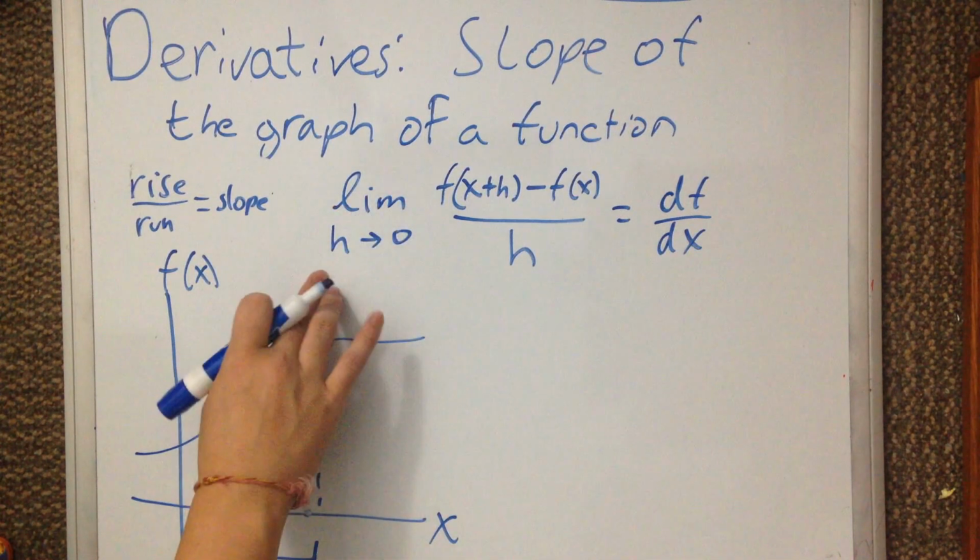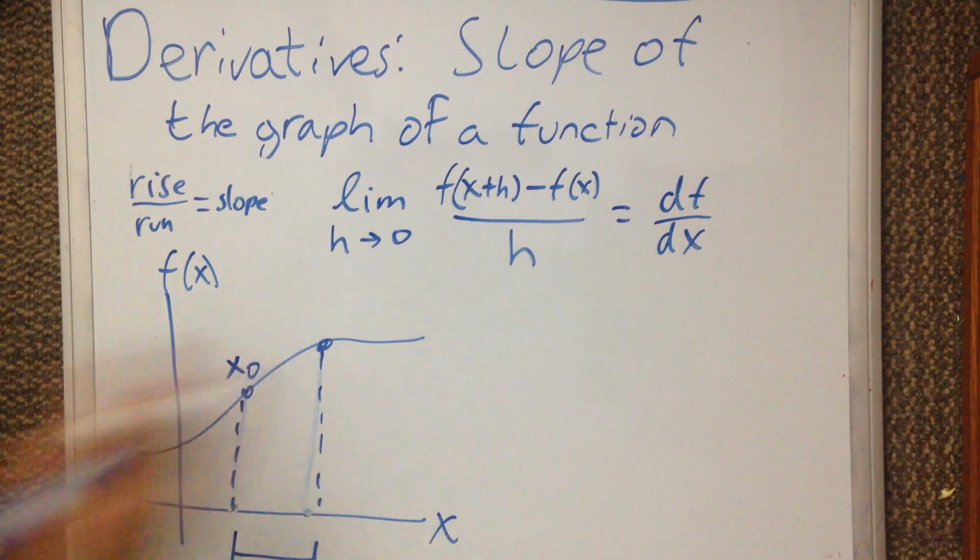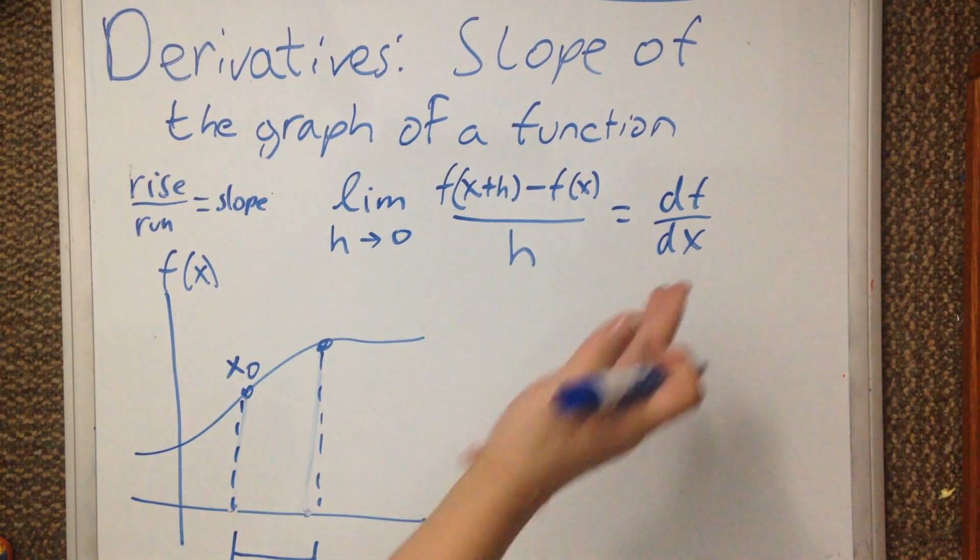Okay, so it's a very small rise over run. That's what this limit of h approaches 0 means. A very small rise over a very small run. But that still ends up being something that you can calculate. And that is what we call the derivative df dx. And that's how we denote it.